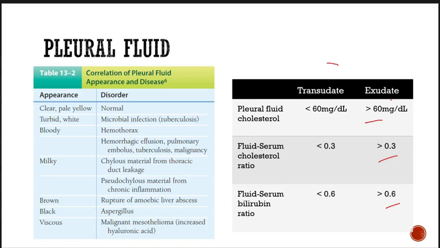Milky, we can see when there is chylous material, when triglyceride and cholesterol are increased. Increased triglyceride, increased cholesterol, so it looks milky. Brown, if there is rupture of an amoebic liver abscess. Black when there is Aspergillus. Viscous, we can see in malignant mesothelioma.